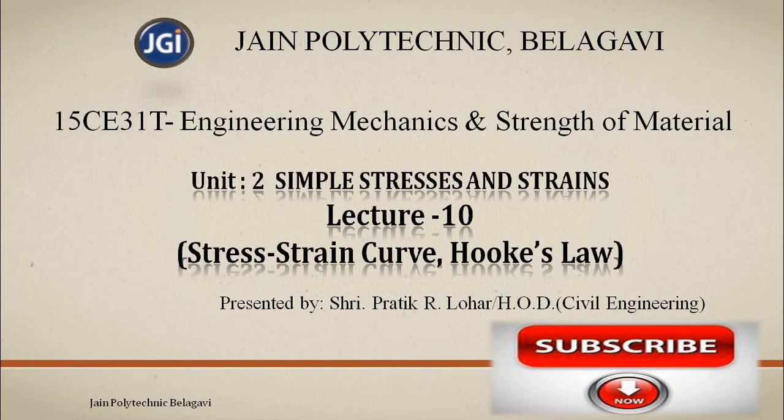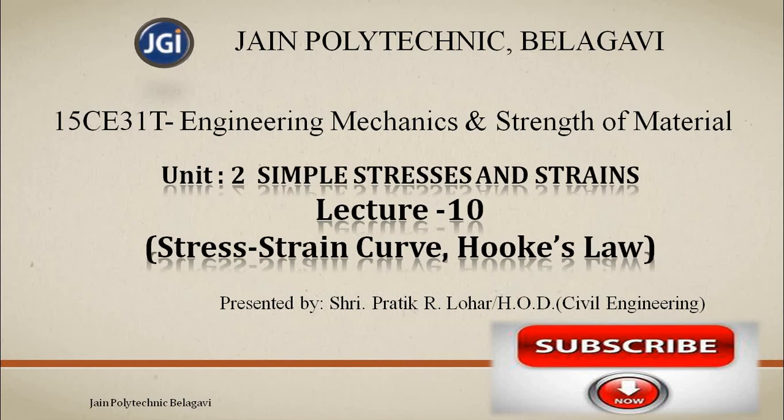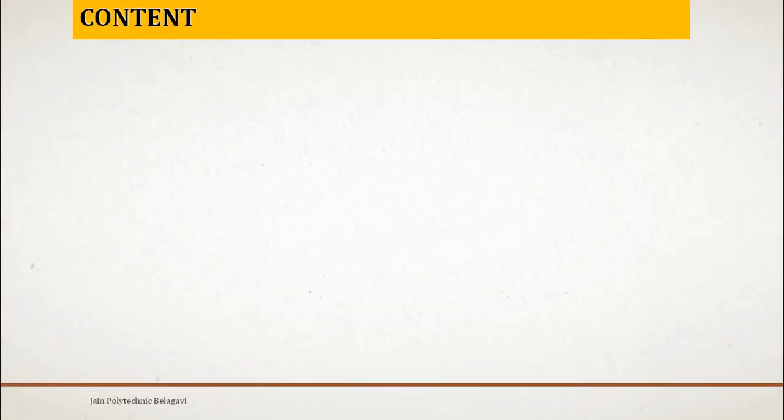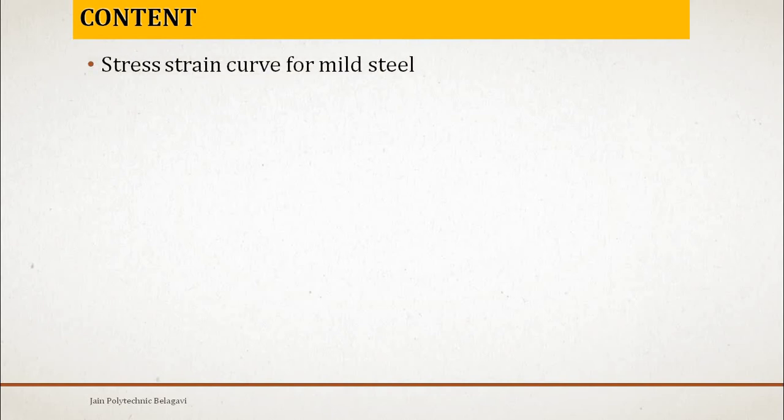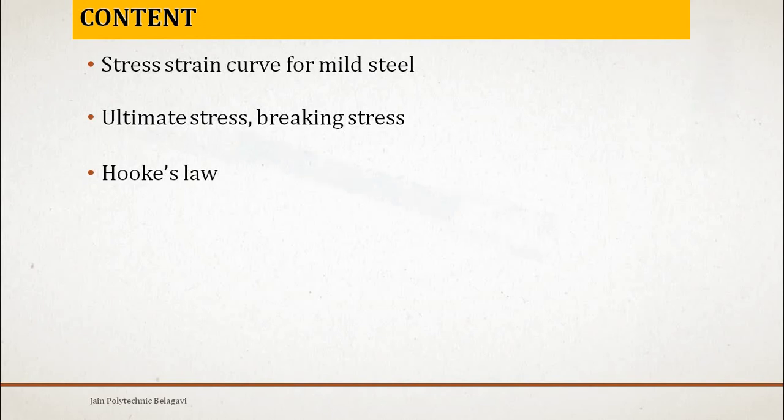Today we are going to learn Hooke's law and stress strain curve. So the contents we are focusing on today are the stress strain curve for mild steel, meaning low carbon content steel, then ultimate stress, breaking stress, and Hooke's law.